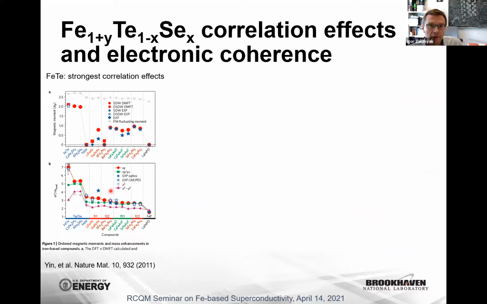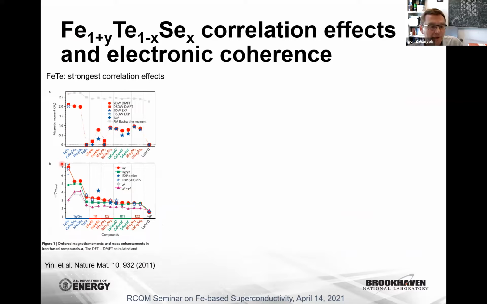All right, so the resolution of the puzzle of double stripe magnetism can be looked into in the strong correlations characteristic of this iron telluride, or iron chalcogenide, family. So these are very early calculations by DMFT.